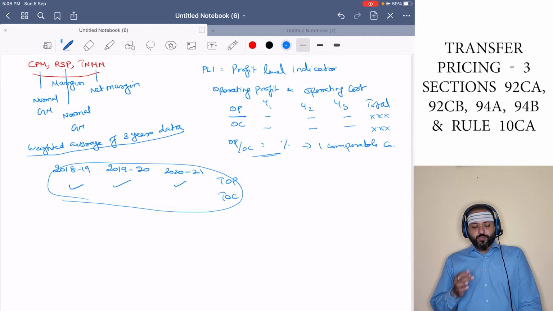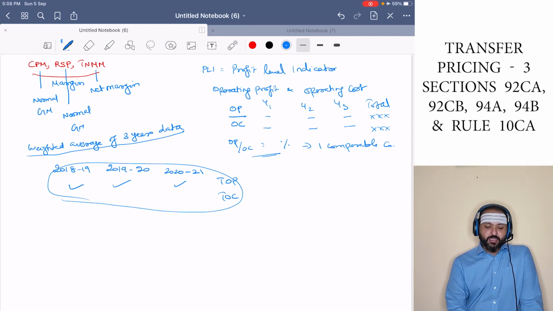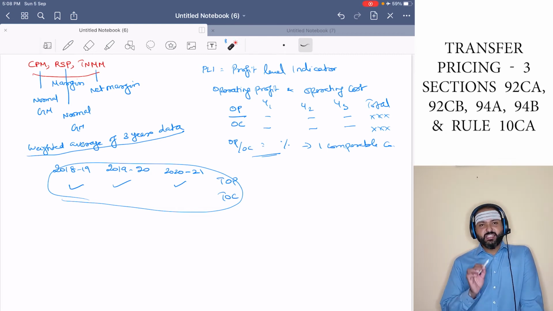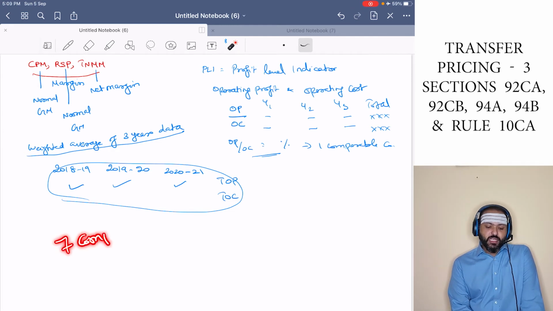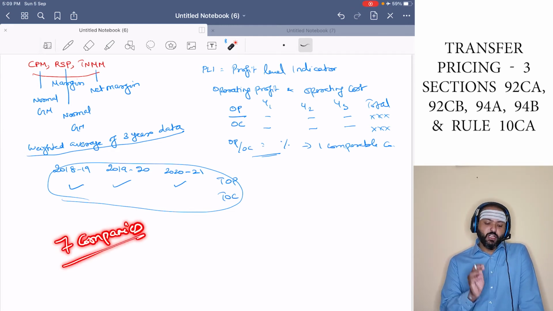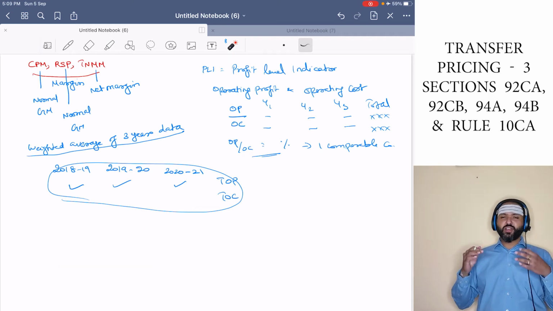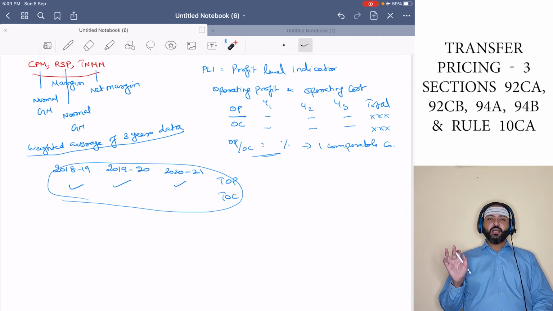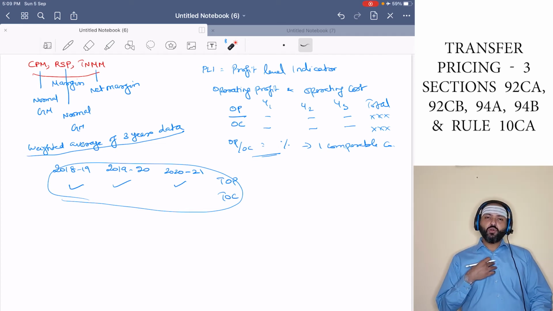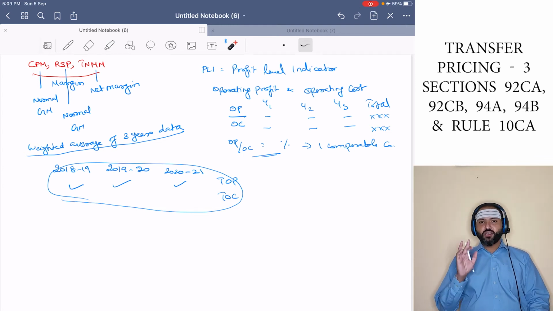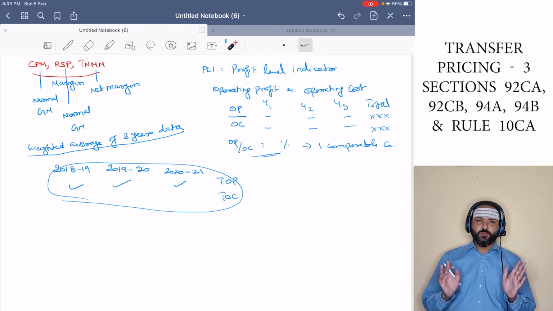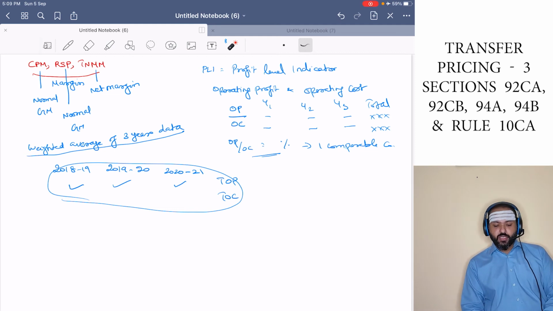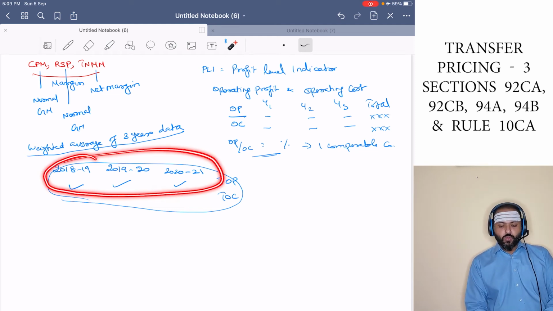Now, what has happened is, I have gone ahead and done this analysis. What analysis? I have identified 7 comparable companies. So my company has 7 companies which are comparable in terms of business size, risk assumed, functions performed, etc. So I have taken these 7 companies' data and arrived at their arm's length prices. Now I have found that the method I have used is cost plus method. So I am going to take 3 years data.